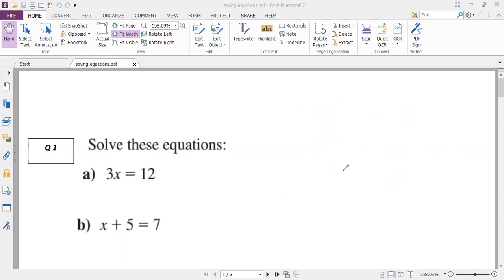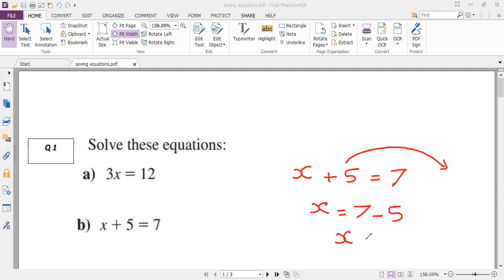And we can do it easily if we have an equation like x plus 5 equals 7 and I want to get x. We can move the 5 from left hand side to right hand side and change its sign. So x equals 7 minus 5, so x equals 2. Okay.